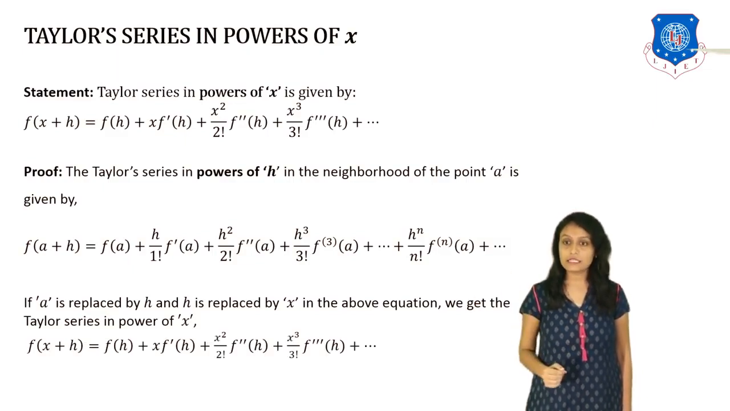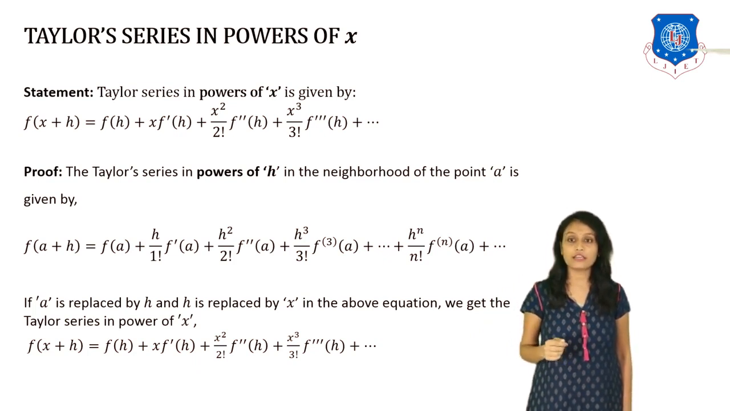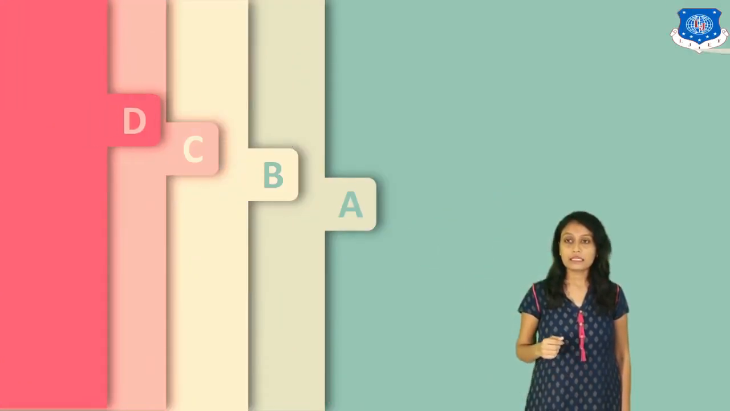So f of x plus h will be what? f of h plus x into f dash h plus x square upon 2 factorial f double dash h plus, and so on. What we have done is just replace a by h and h by x to get the answer in powers of x. So whenever you have to solve the example in powers of x, you have to apply this formula. Now let's see its example.